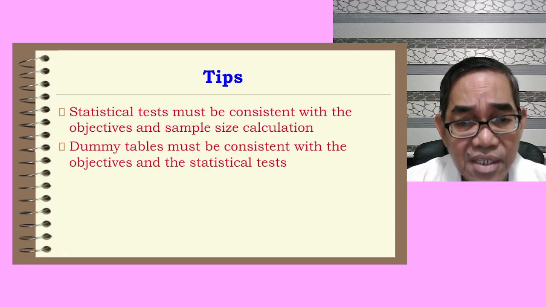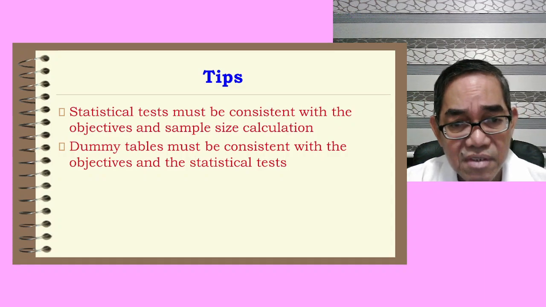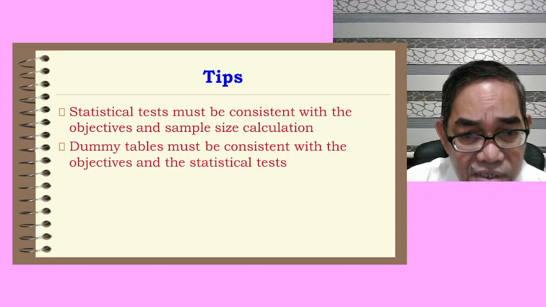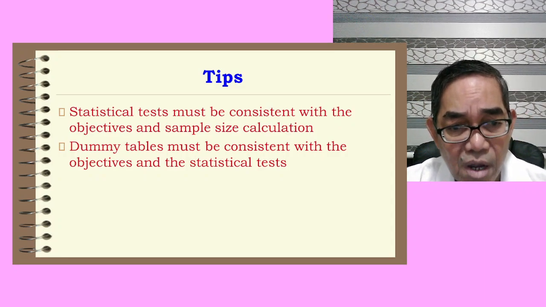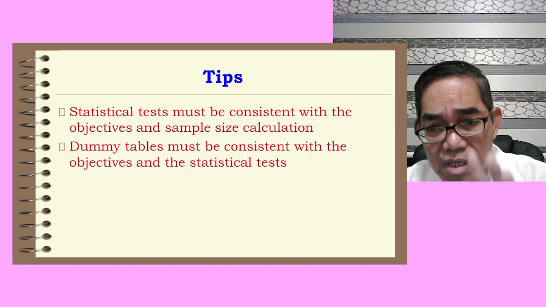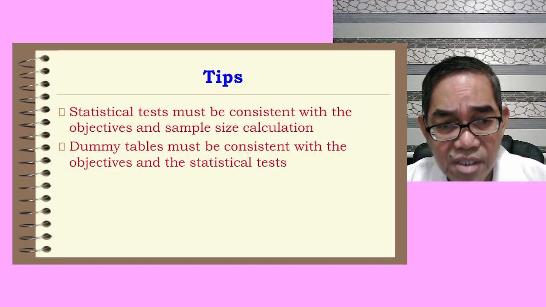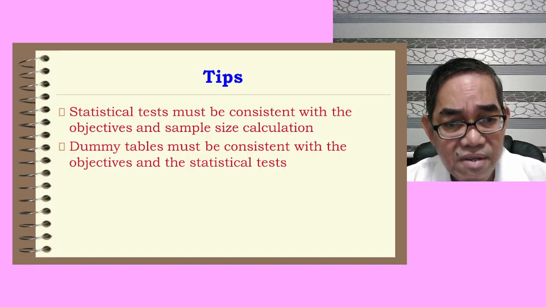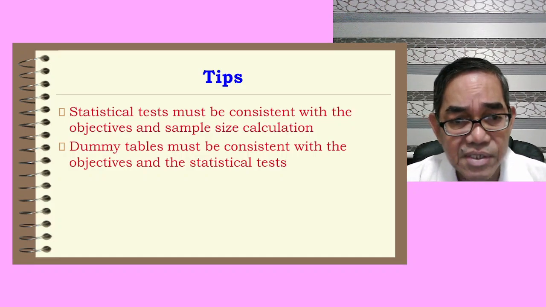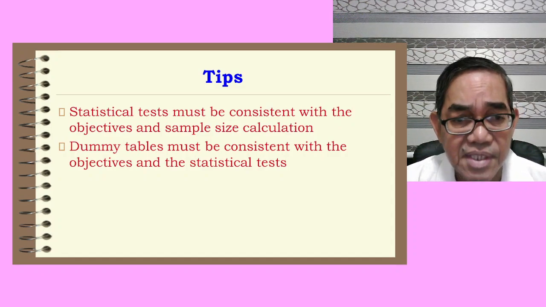And the statistical test that we use will be consistent with the objectives and the sample size. And dummy tables must be consistent with the objectives and statistical test. All five have to be consistent. The objectives, 1, operational definition, 2, sample size calculation, 3, statistical analysis, 4, and dummy table. They all have to be consistent.